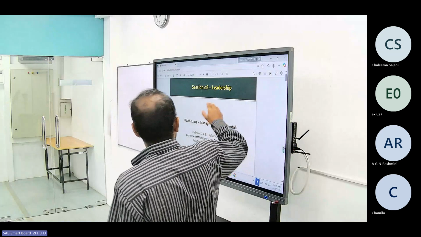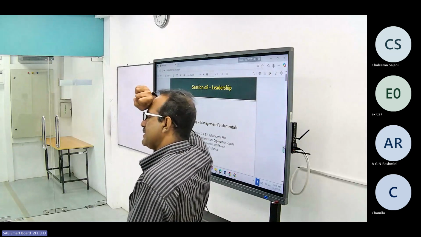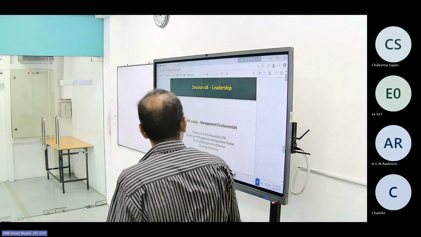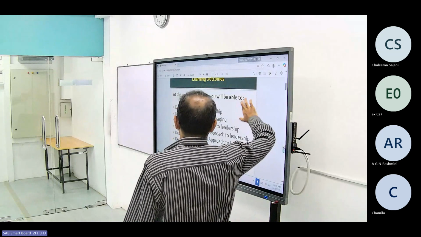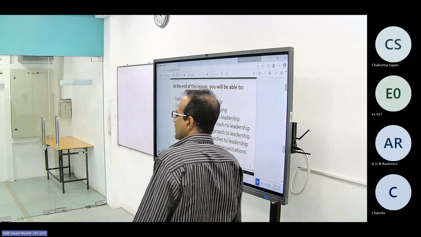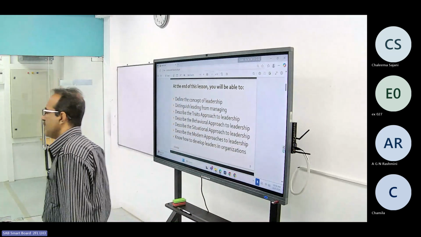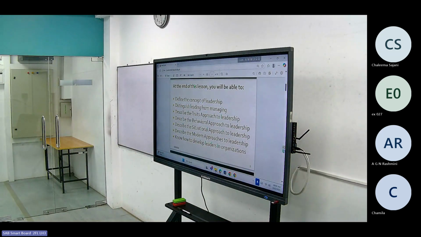Right. The first lesson in the leading function is leadership. These are the areas we are going to cover, a long list. First, to define the concept. Then we will distinguish and compare leading from managing. Then we will use different theories and approaches: traits theory, behavioral theories, situational theory, modern theories. Finally, we will identify 7 principles that any organization can use to develop leaders.